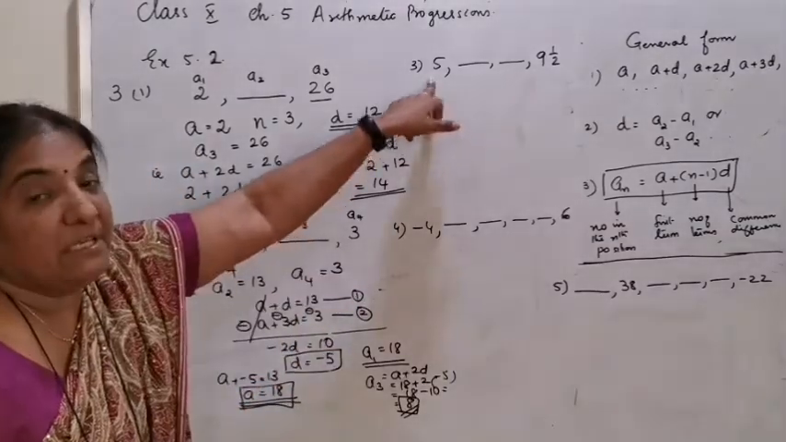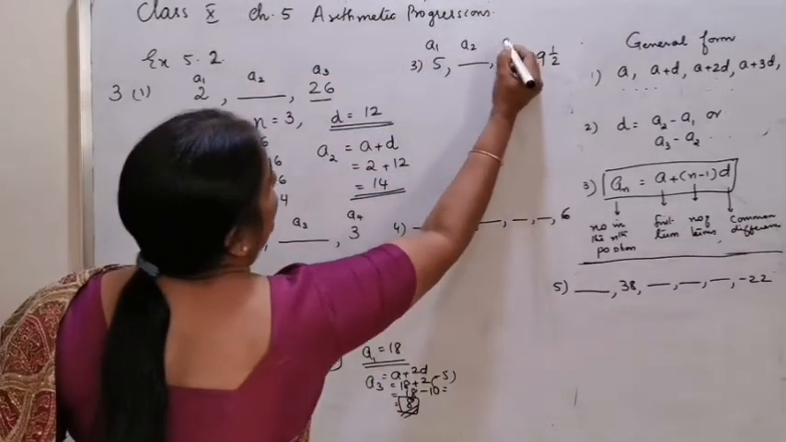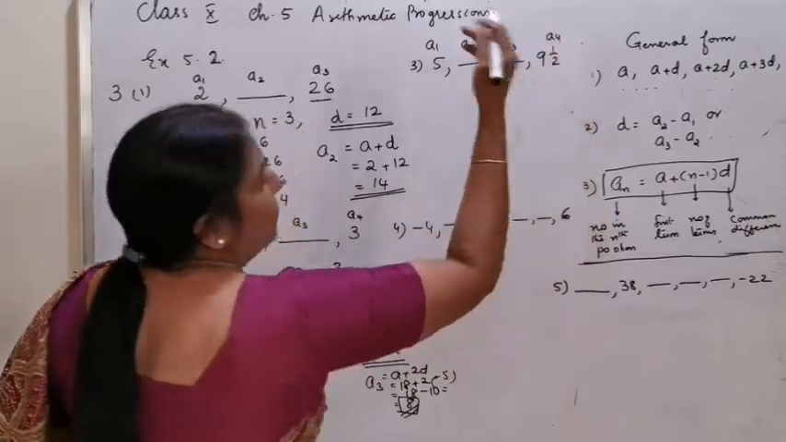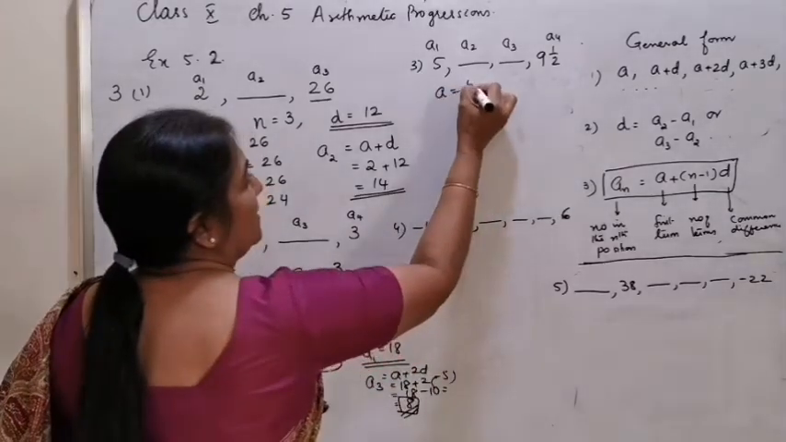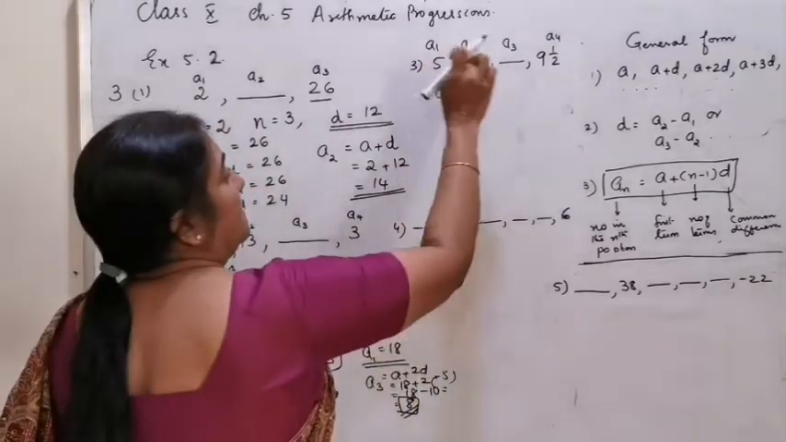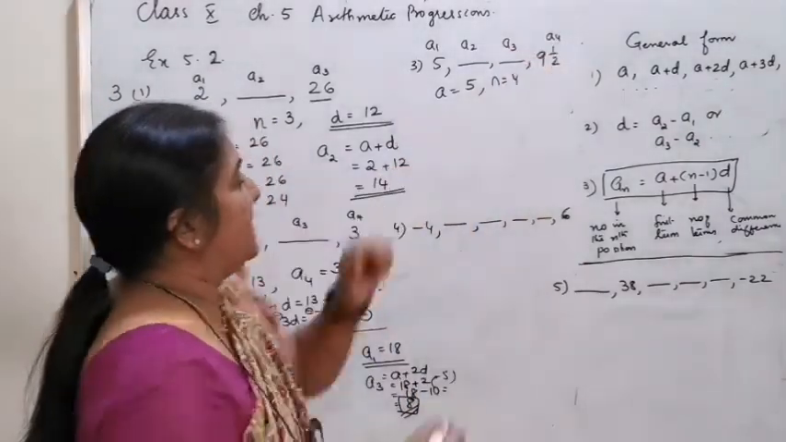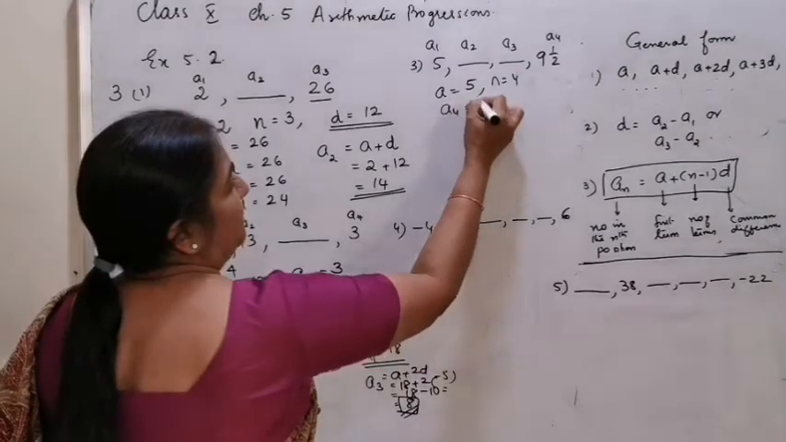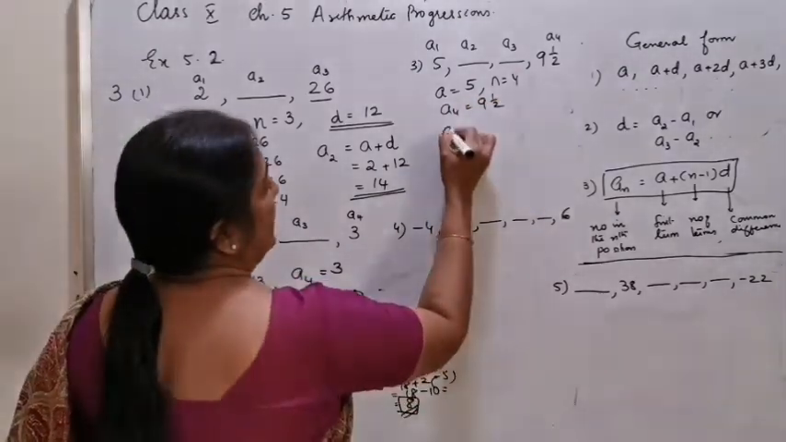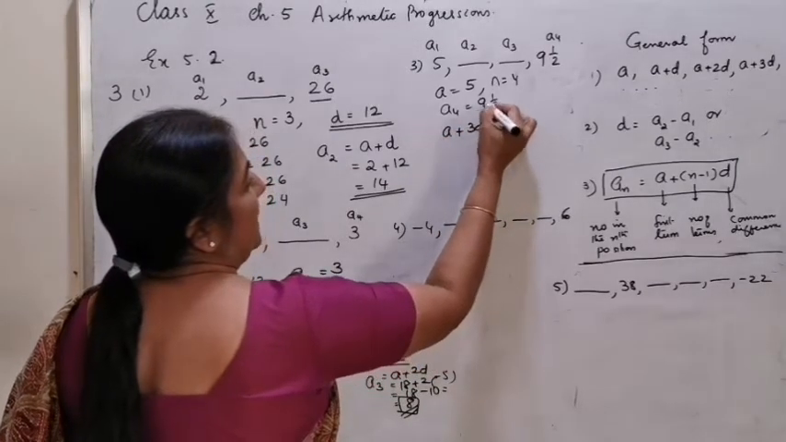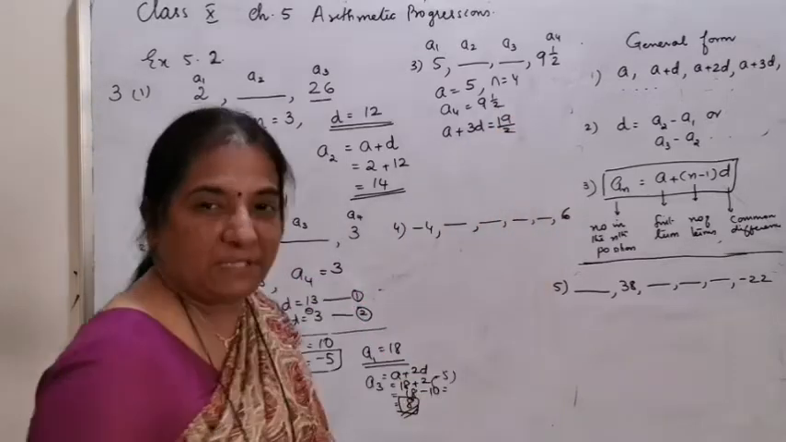Similarly, question number 3. Now see, mark it as A1, A2, A3, A4. What all details you got from here, you write first. What is the detail? You got A as 5. 1, 2, 3, 4. There are 4 terms. And A4 is given as 9 and 1 by 2. What is the formula for A4? A4 is A plus 3D is equal to 9 2s are 18 plus 1, 19 by 2.